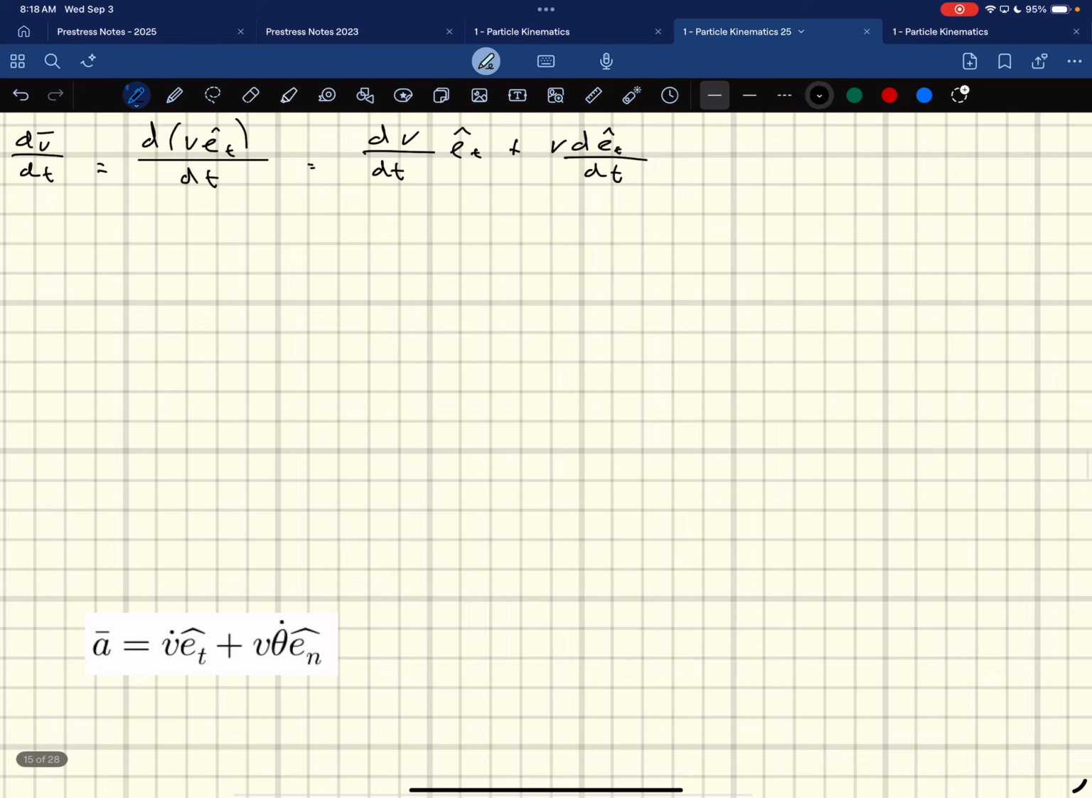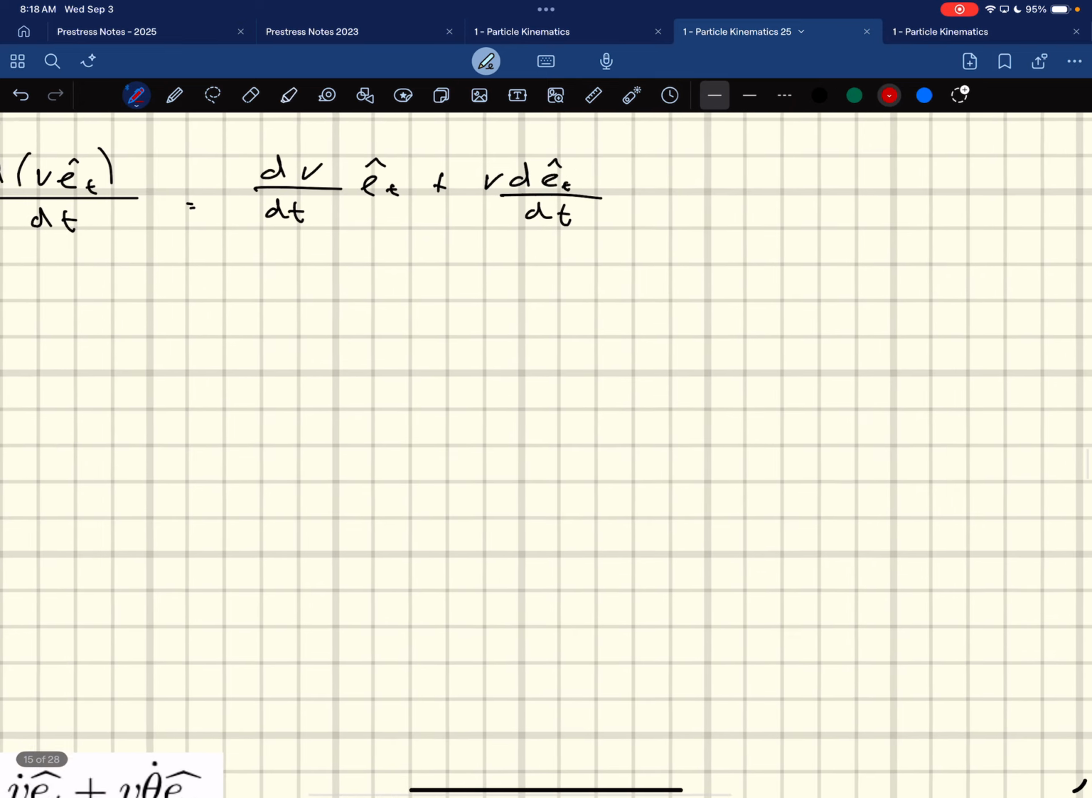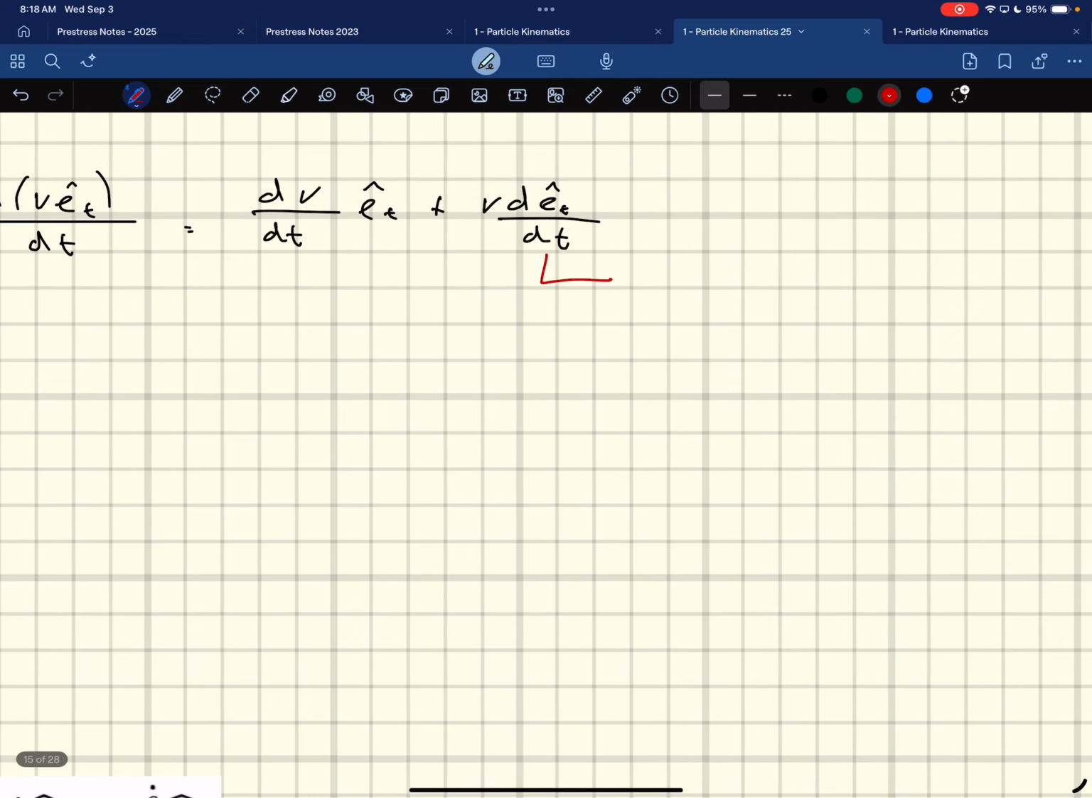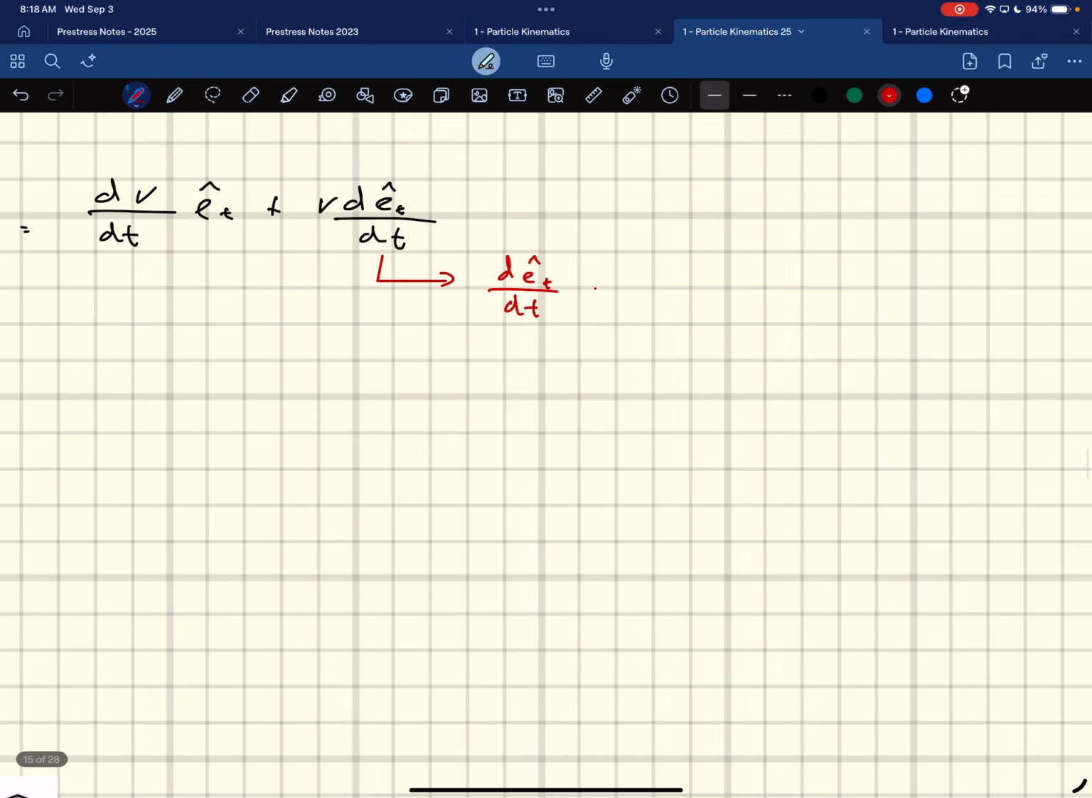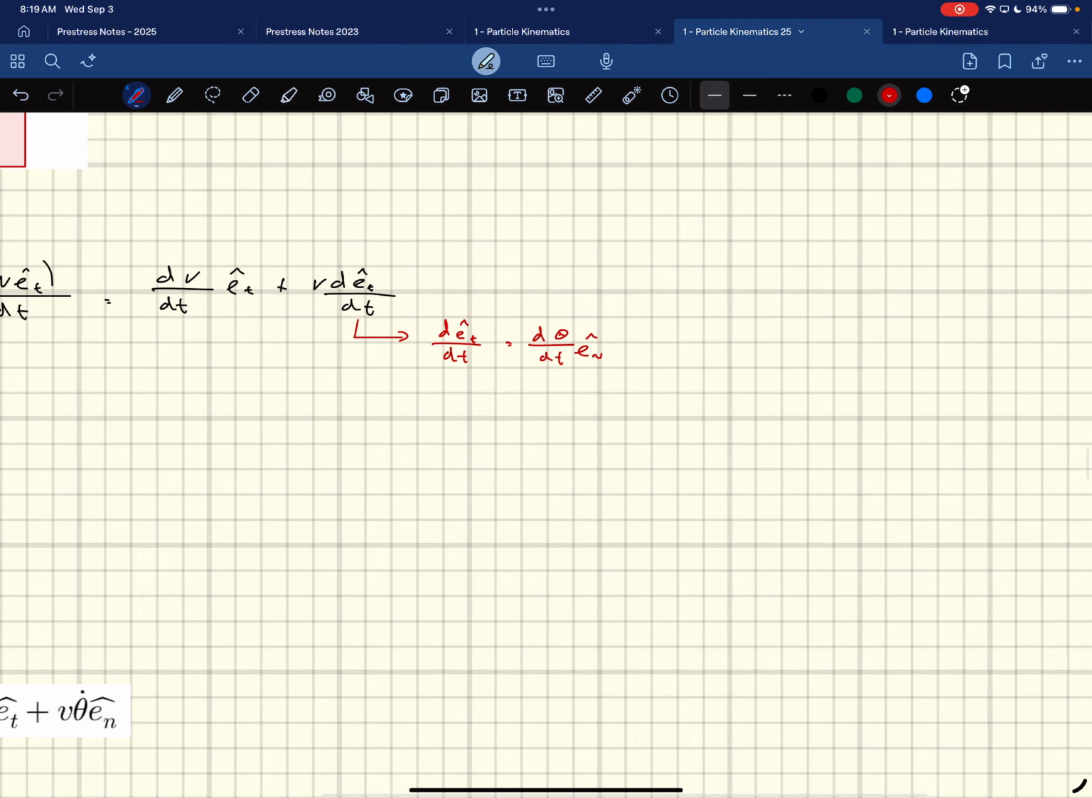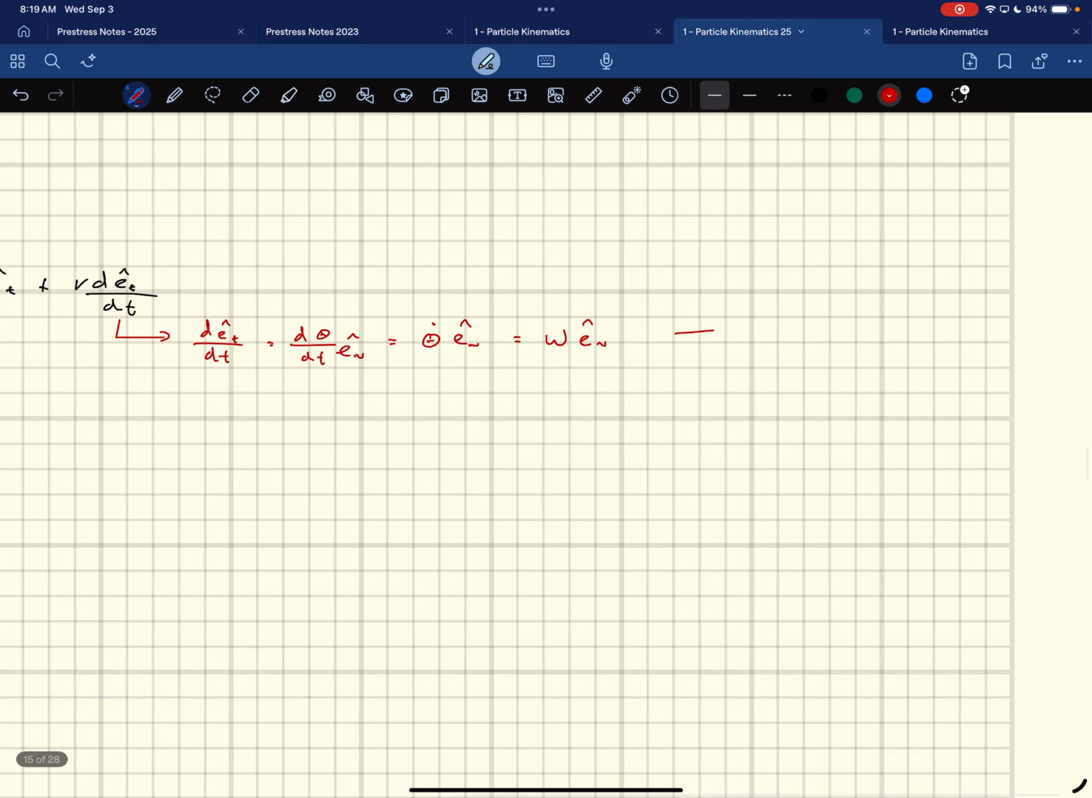That's where I use what I wrote on the previous page, right? How does that unit vector change with respect to time? dE hat dt, that's going to be d theta dt in the normal direction. Theta dot in the en direction is equal to omega in the en direction. Just writing the same thing. This is from the previous page.